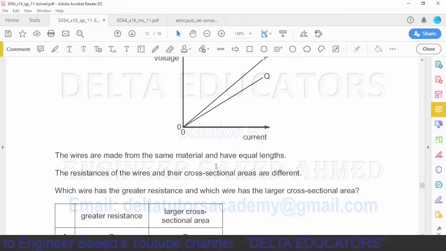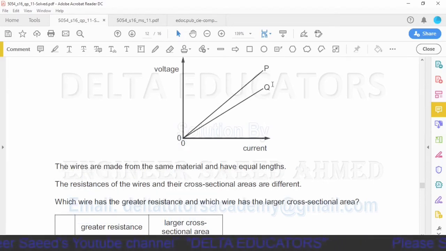Which wire has the greater resistance and which wire has the larger cross-sectional area? We have two wires, P and Q. We are looking at wire P. The gradient is more in P, so we can say resistance will be more in P and resistance in Q will be less.